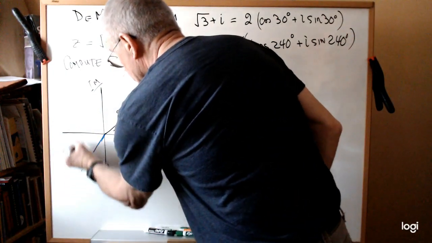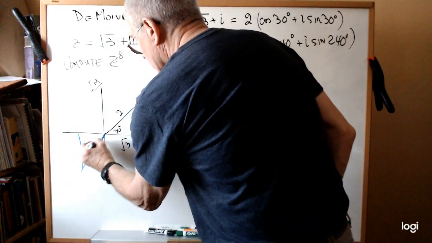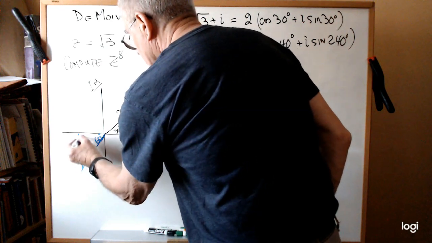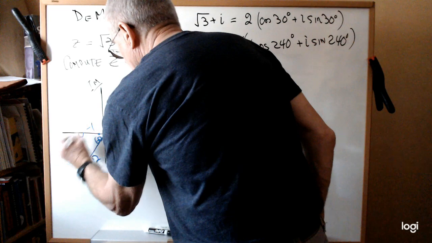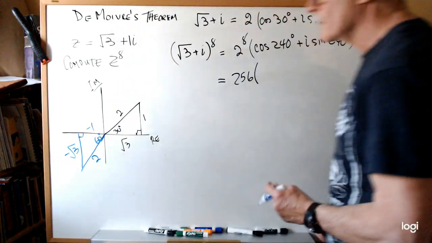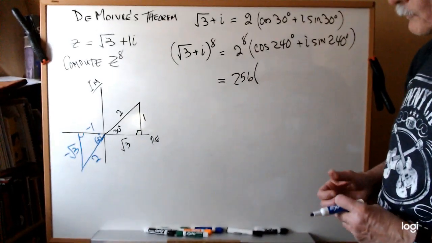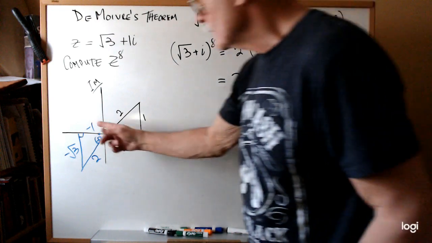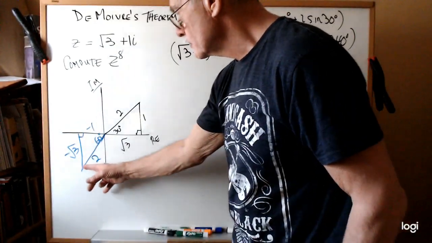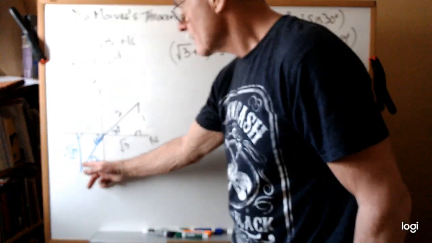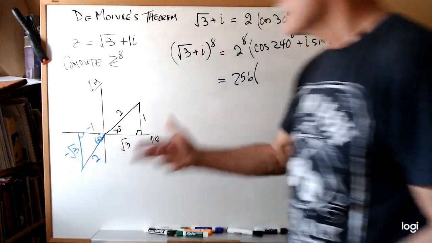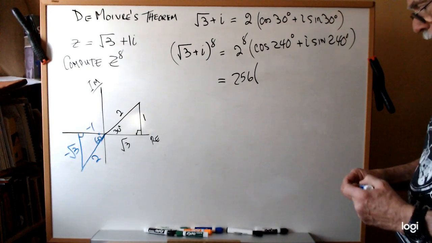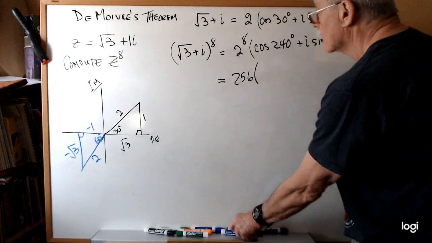240 degrees gives us a reference angle of 60. So 1, 2, radical 3. And because of the quadrant, we are in quadrant 3, so this length will be negative and this is negative too. So this is your 30. 30, 60, 90, the side opposite 30 is half the hypotenuse. That's your radical 3. And so let's go ahead and compute now.